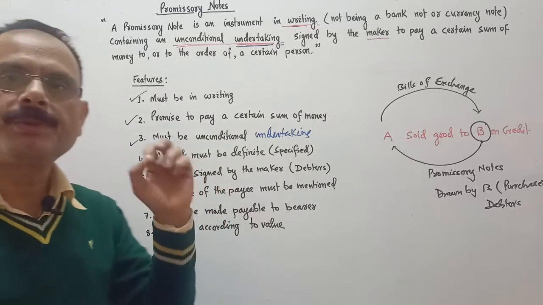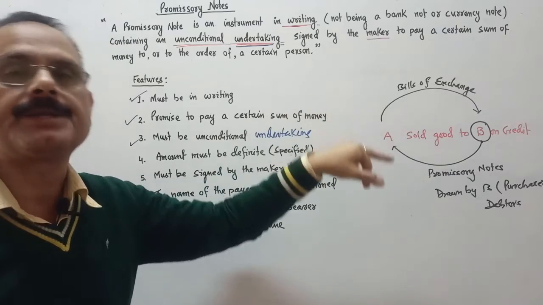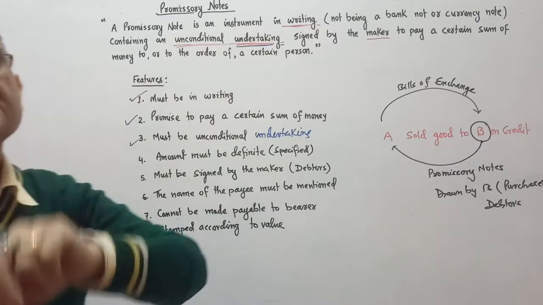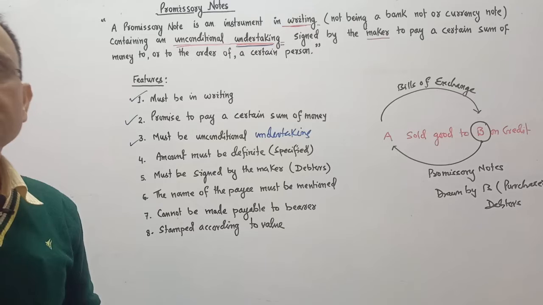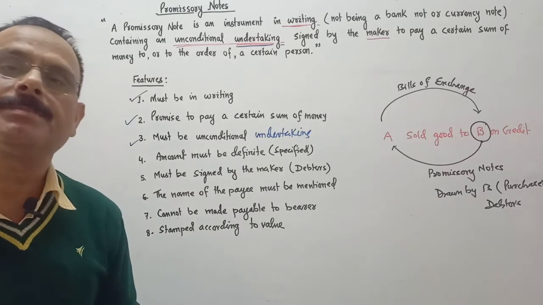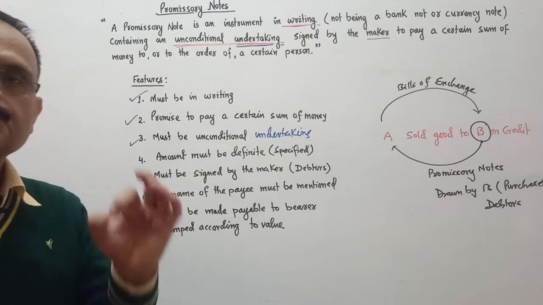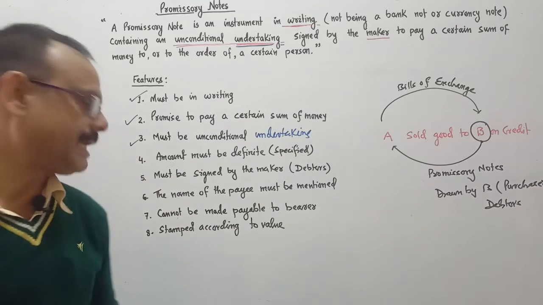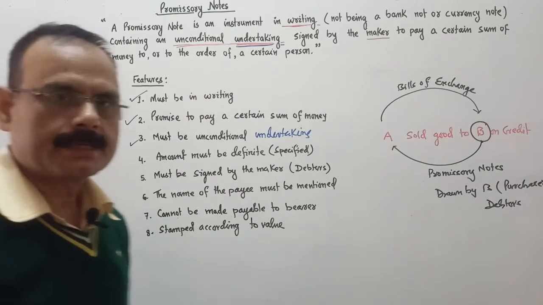The name of the payee must be mentioned in the bill, meaning to whom the amount will be paid must be mentioned. Suppose the amount will be paid to A, the seller, his name must be mentioned in the bill. It cannot be made payable to the bearer of the instrument. In bills of exchange we can pay the bearer of the instrument, but here we will not. And the promissory note must be stamped as per the value of the bill. So these characteristics are clear.